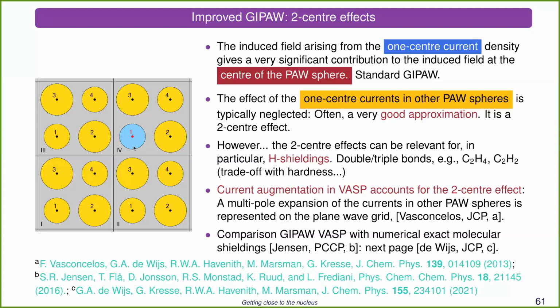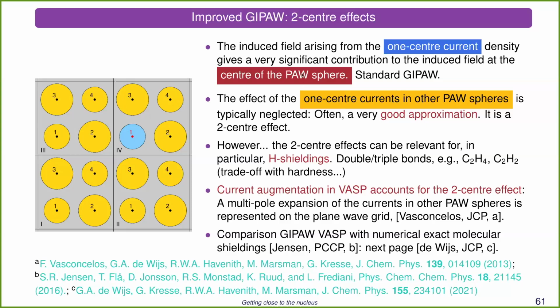You do this. And then typically the effects of the other spheres you neglect. But you can introduce that. You can say, okay, also here we do one-center corrections here and here. And those augmentation currents have an influence on the field over here. In a very good approximation, very often, you can neglect this. But in the case of hydrogen, that's a little bit on the edge. And there you can actually improve it when you include these contributions.